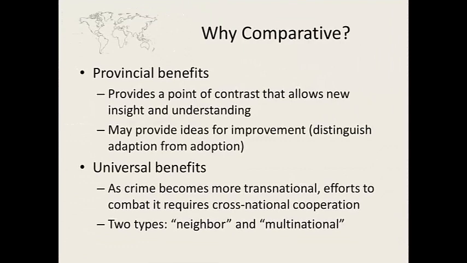This chapter highlights why comparative studies are important. And as you'll read in the textbook, there are two areas, provincial benefits and universal benefits, that are emphasized. The provincial benefits basically present an argument that whenever we want to better appreciate our own system, in this case a justice system, it is quite often helpful to be able to have a point of contrast.